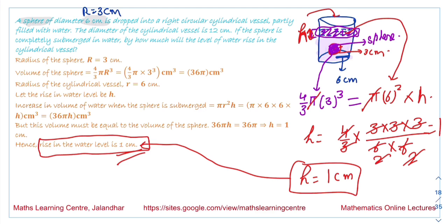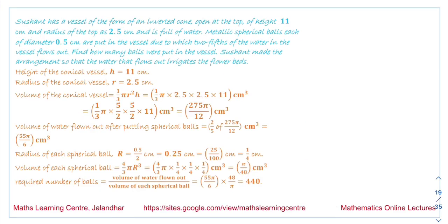Now the next question we have is, Sushant has a vessel in the form of an inverted cone open at the top. So we are talking about a vessel that is open at the top, of height 11 centimeter. The height of this vessel is given to be 11 centimeter, and the radius of the top is 2.5 centimeter, and this vessel is full of water.